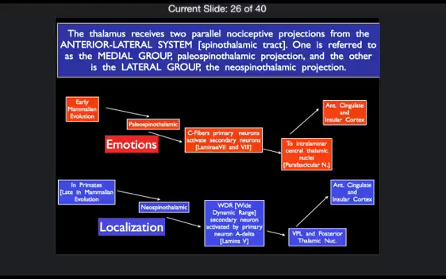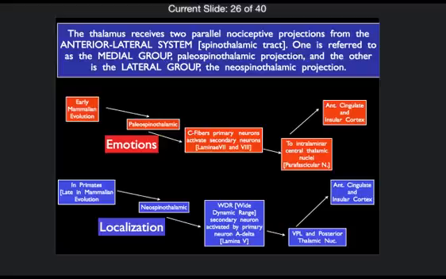Now, if we take the thalamus and break it down a little bit more, the thalamus receives two parallel nociceptive projections from the anterior lateral system, the spinothalamic tract as you know it. And we don't differentiate so much between anterior and lateral. There was a time that was popular, but that's no longer focused upon. One is referred to as the medial group, the paleospinothalamic projection, and the other is the lateral group, the neospinal projection. This is in part evolutionary as well.